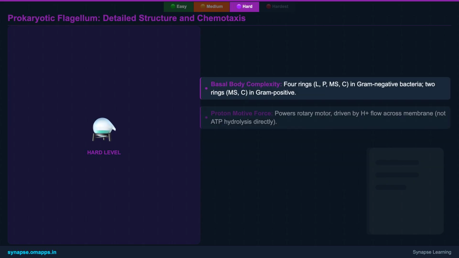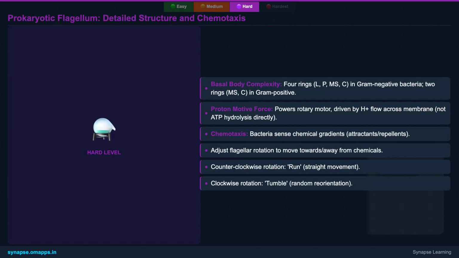Now, let's revisit prokaryotic flagella with more detail. The basal body of a bacterial flagellum is surprisingly complex, especially in gram-negative bacteria, where it consists of 4 distinct rings embedded in various layers of the cell envelope. This motor, unlike its eukaryotic counterpart, is powered by the proton motive force, a gradient of protons across the membrane, rather than direct ATP hydrolysis.